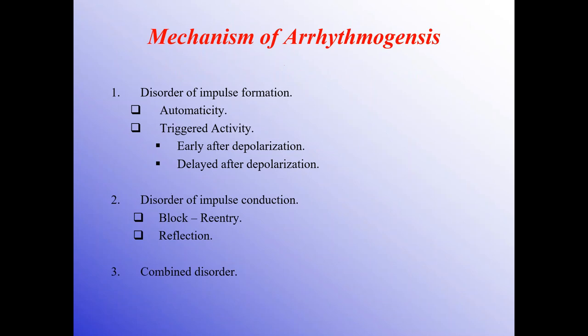So these are the mechanisms I started with. Automaticity means something which is happening at a particular focus. Triggered activity means the heart has a mechanism of action potential which is affected by either calcium or sodium. Early afterdepolarization and late afterdepolarization are mechanisms where the action potential is affected by the influx of calcium, either in the early phase or in the late phase, leading to an activation which is not normal, or in fact an activation which becomes very exaggerated. So it is something related to a change in the action potential because of your calcium mechanisms.